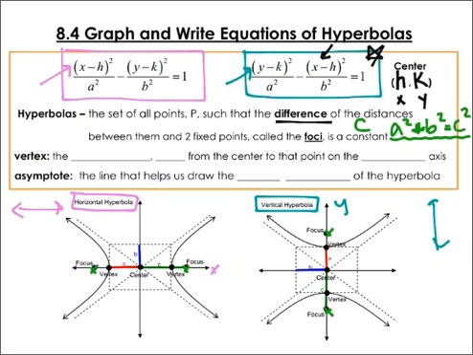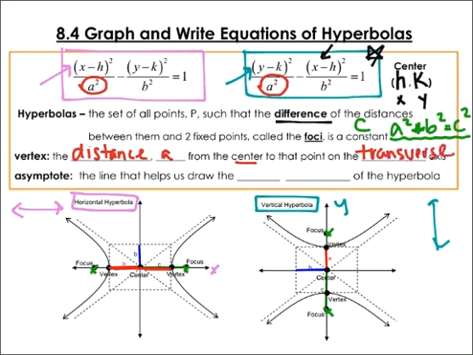Alright, let's talk about a. Notice a squared is always the first one that you see. A is not necessarily bigger than b like it was for ellipses. So the a value is under the x, and that's going to tell you how far away from the center the vertex is. So, vertex is just the distance a from the center to the point on the, now here's going to be a new word for you guys, it's called the transverse axis.